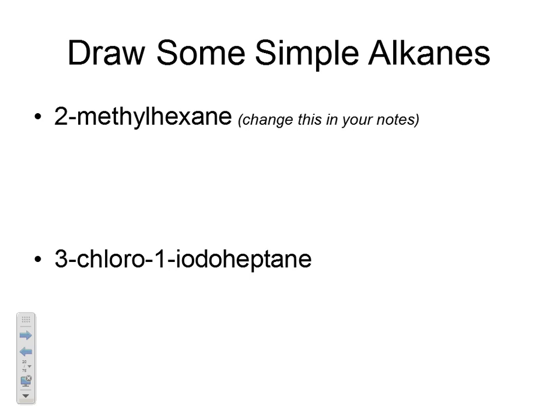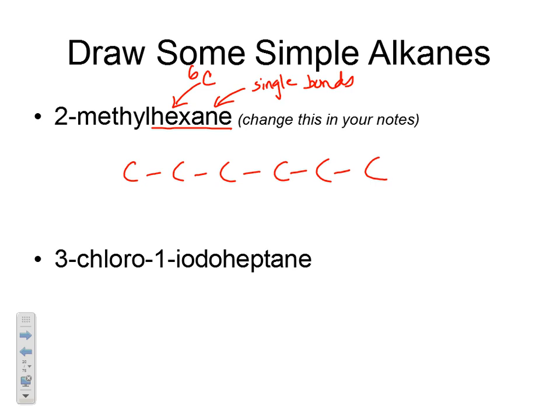So if we're asked to draw that, we want to start at the very end of the name, hexane. So what does that mean? Hex is a prefix that means 6 carbons. Ane means single bonds. So I'm going to draw 6 carbons connected by single bonds. So that indicates the hexane.